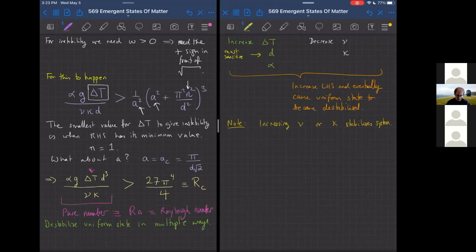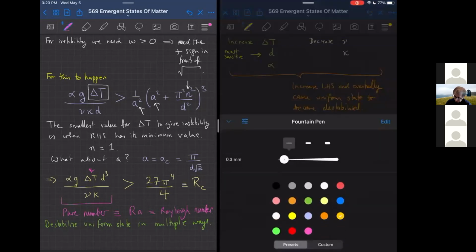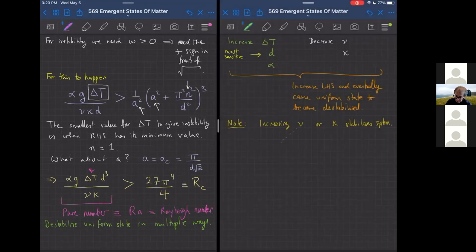So that is the prediction. This prevents easy flow. And this prevents hotspots, giving buoyancy.